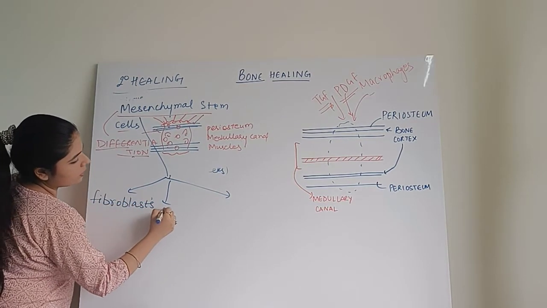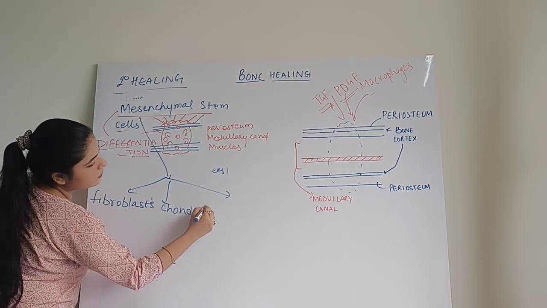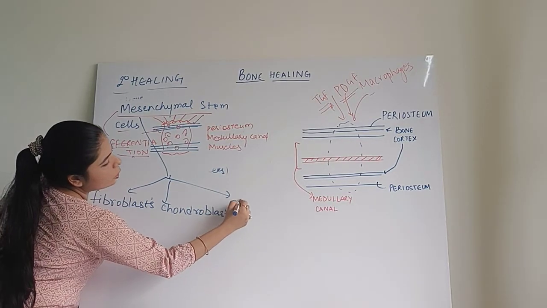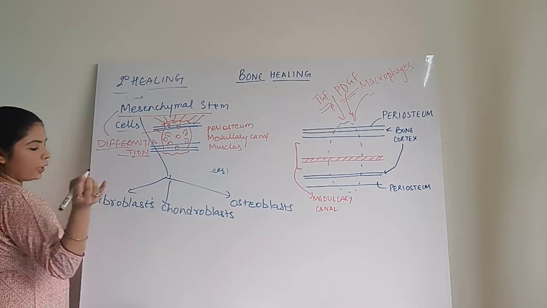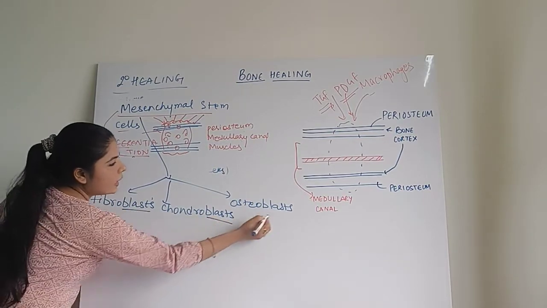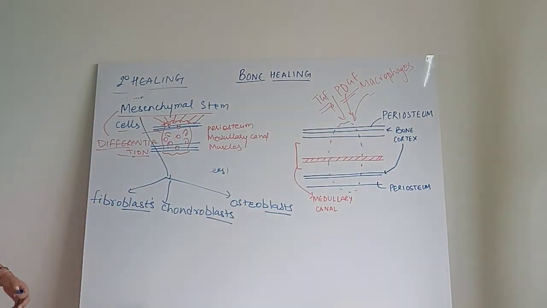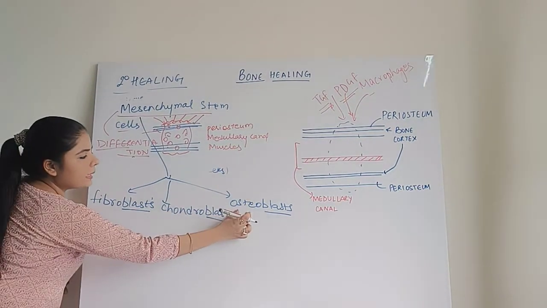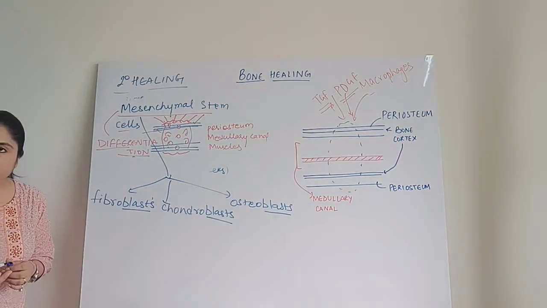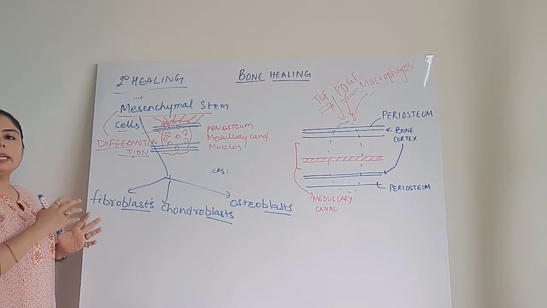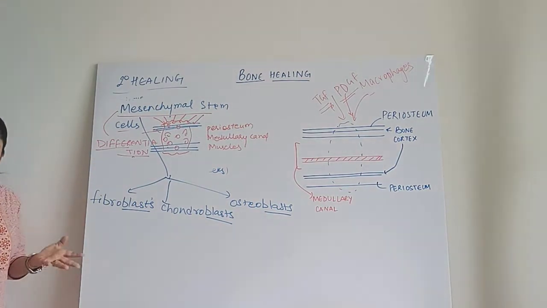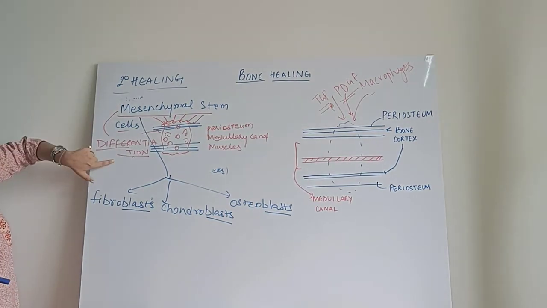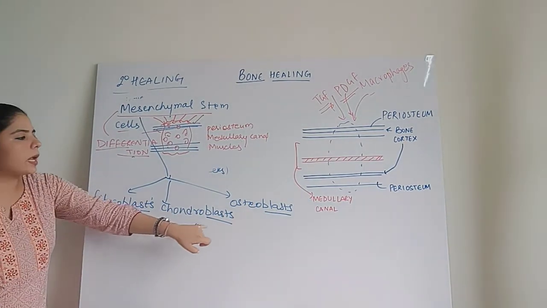fibroblasts, chondroblasts, and osteoblasts. Again, the same terms. I hope you remember. Blast means we are talking about the immature cell. These are different types of cells. They will mature into some different cell which will be leading to the formation of maybe cartilage, maybe bone, maybe fibrous tissue. So mesenchymal stem cells differentiate into fibroblast, chondroblast, osteoblast.